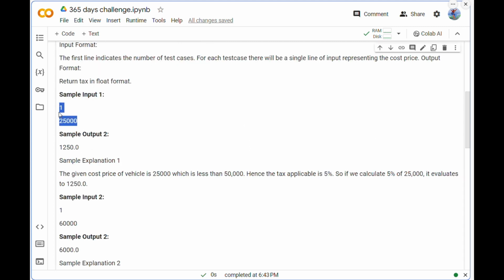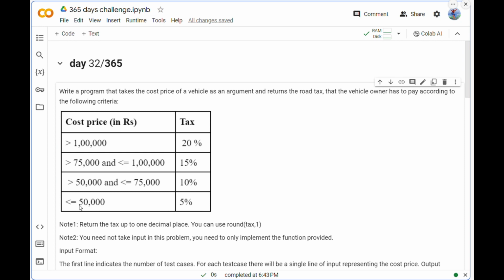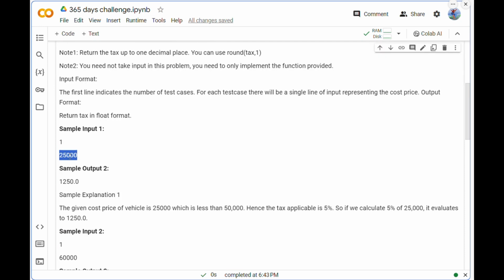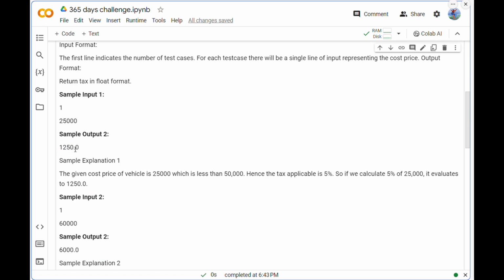If you see over here, we have this one, which means how many test cases we have. Then we have 25,000. When the amount is less than 50,000, how much tax do we need to pay? 5%. So 5% of 25,000 is 1250. And see, we are getting a decimal value, so it's a float.